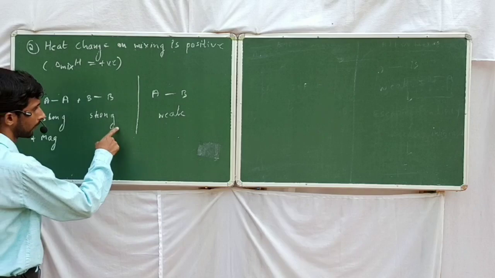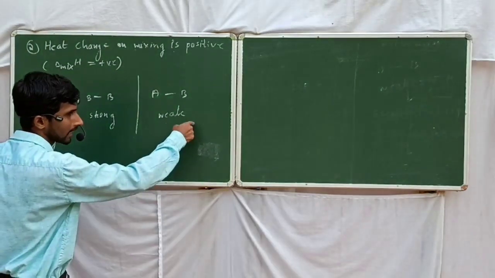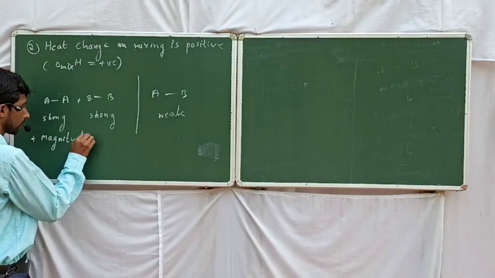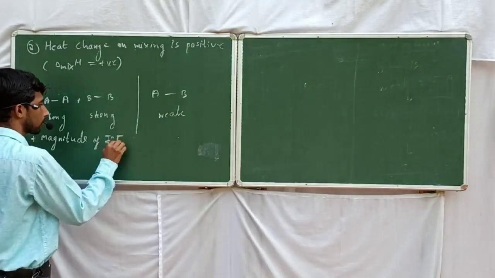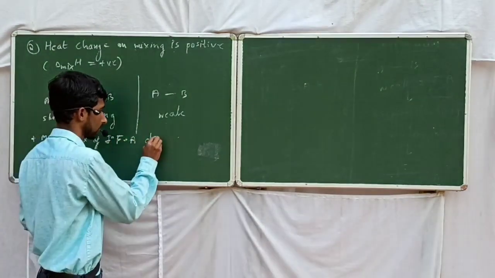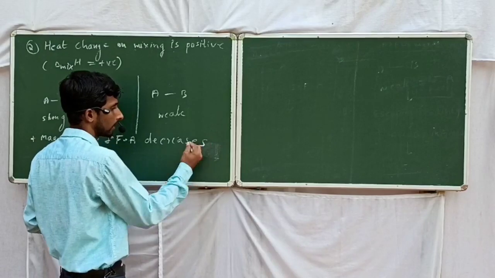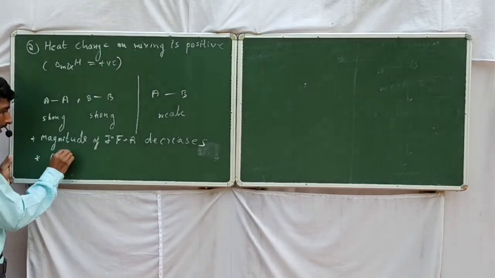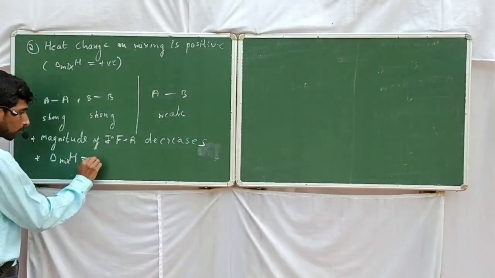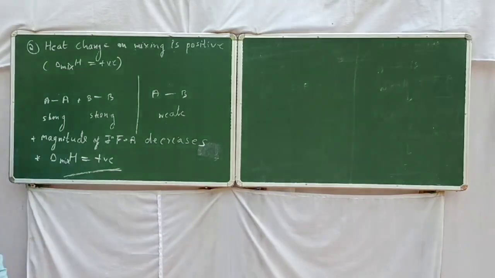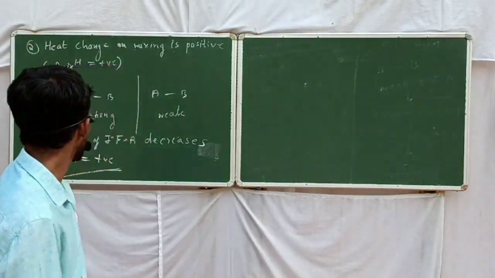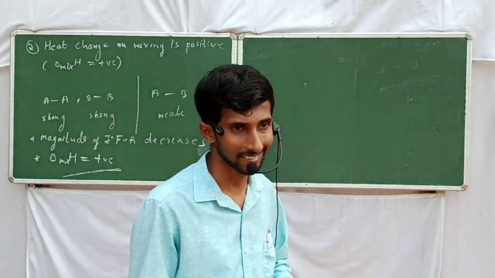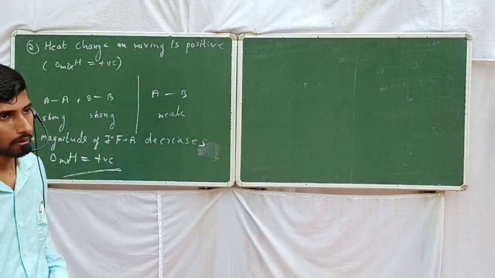Before mixing, strong intermolecular force of attraction. After mixing, weak intermolecular force of attraction. So magnitude of intermolecular force of attraction decreases, right? So in that case, delta H mixing is positive. Remember, if in a solution of two components, while mixing, the magnitude of intermolecular force of attraction decreases, then delta H is positive. Okay, we'll discuss why.